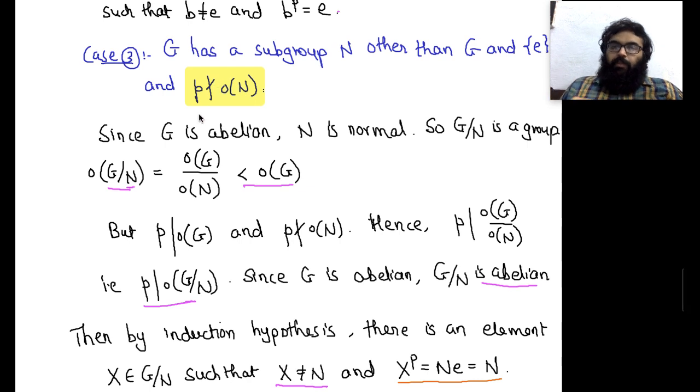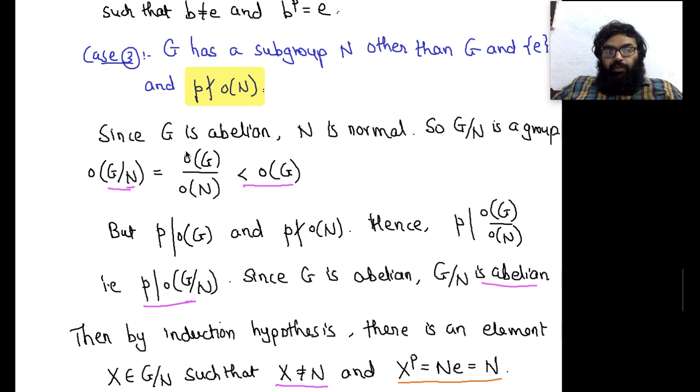Now we have to go to the quotient. So G is abelian. So every subgroup is normal, because it is an abelian group, g x g inverse is x. So it is normal. So G quotient N, because it is normal, is a quotient group. G quotient N is a group. And what is the order of G quotient N? Order of G upon order of N. This is a proper subgroup, therefore this is strictly less than order of G.